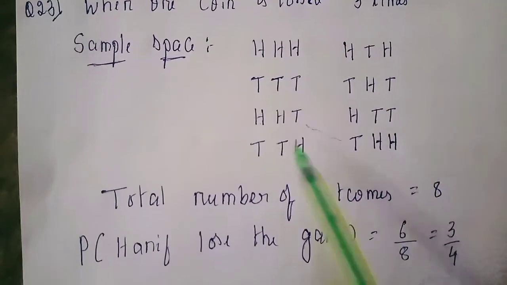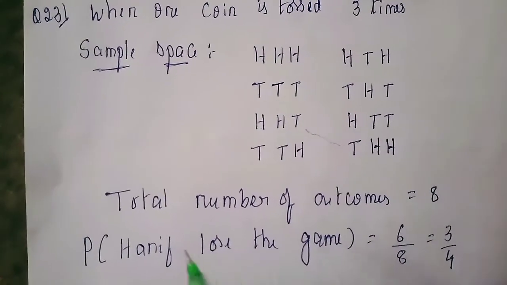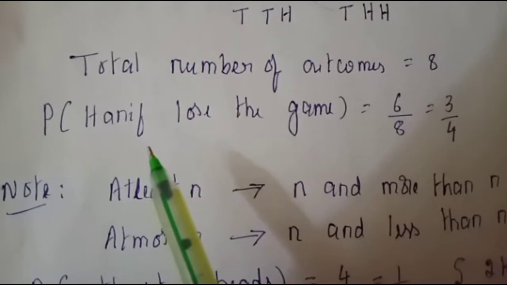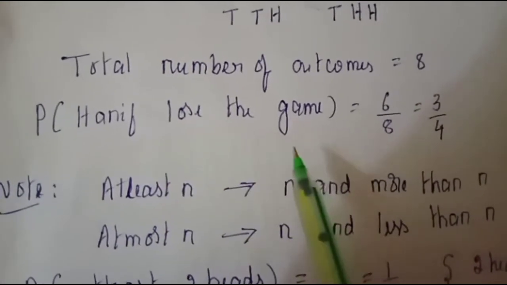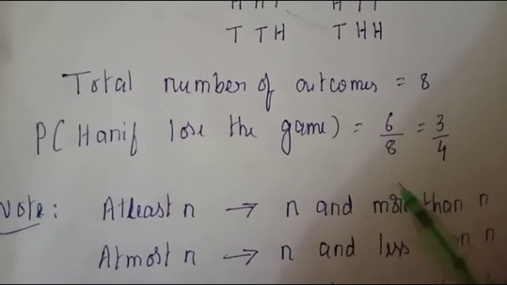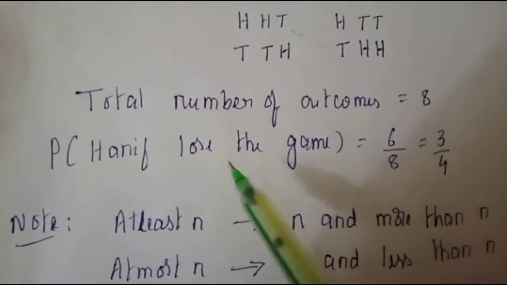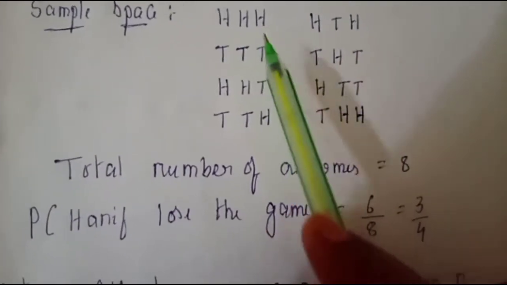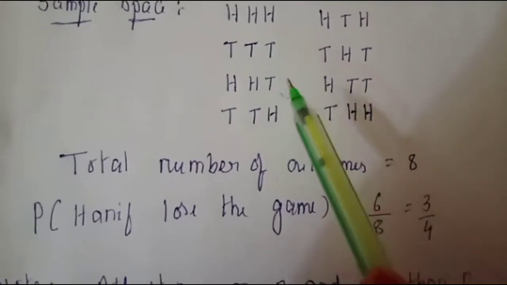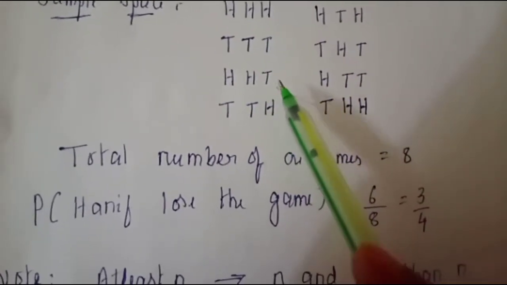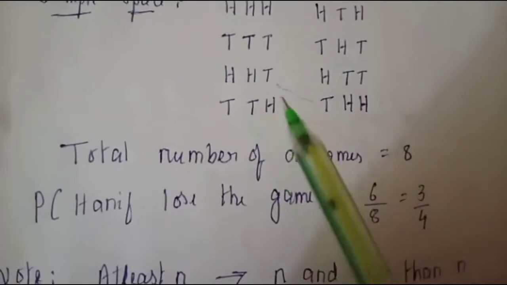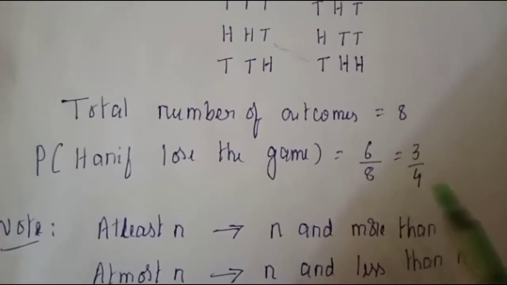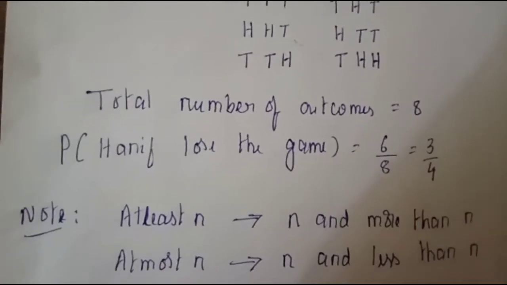So these are 8 possible outcomes. So total number of outcomes is 8. So probability of Hanif losing the game is 6 by 8. Why? Because Hanif wins the game only when he gets all head or all tail. So leaving these two, there are chances of losing the game in these 6 cases. So probability of Hanif losing the game is 6 by 8, that is 3 by 4.